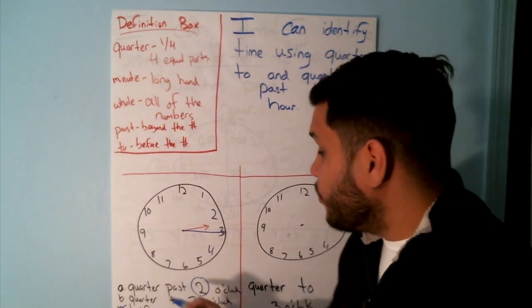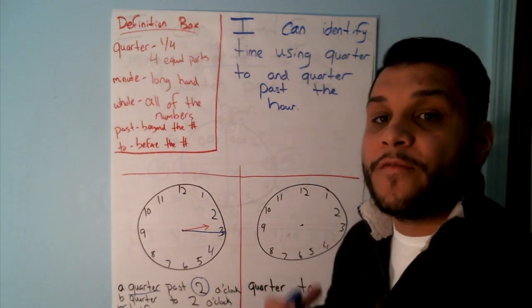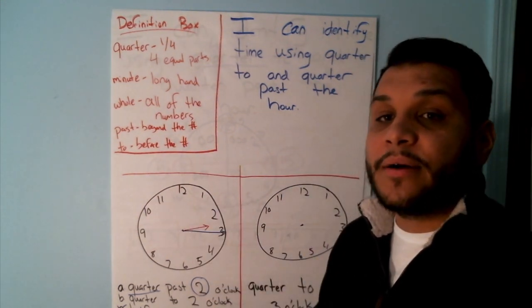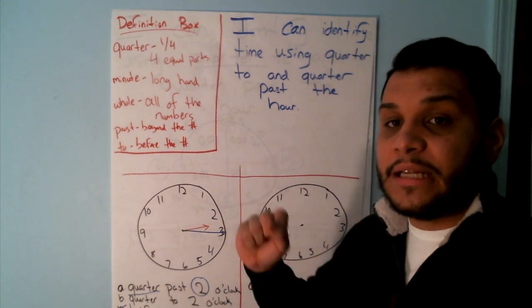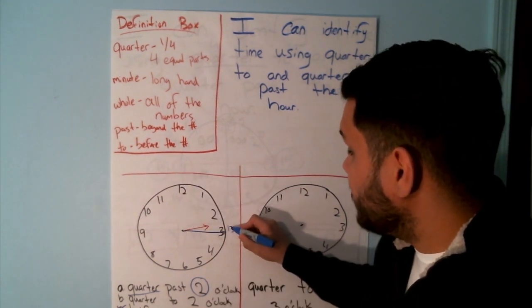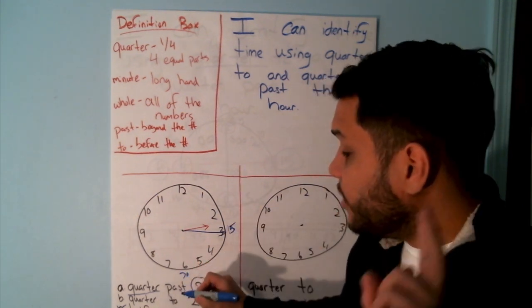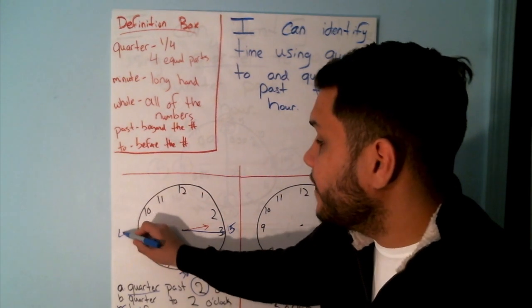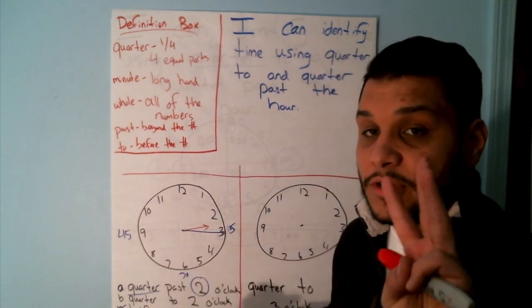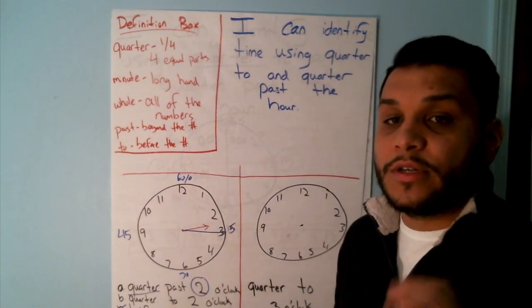Then it tells me the word quarter. And we said that quarter is broken up into 15 minutes because there are 4 15 minutes in an hour. So we have our 15 here, which is our first one. We have our 30 here, which is our second one. We have 45 here, which is our third one. And then we have 60 here, or 0, which is our fourth one.